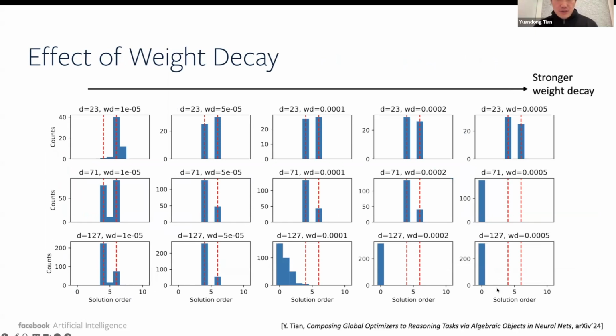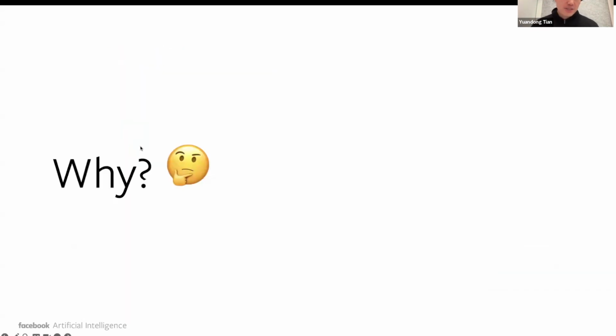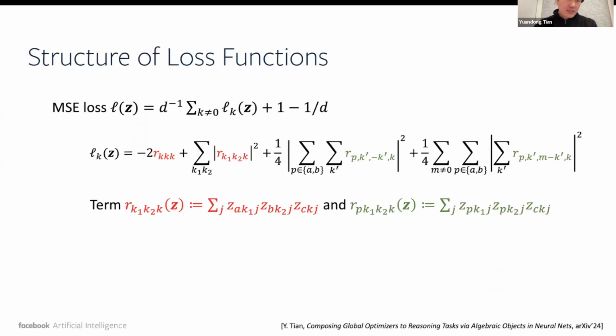With very strong weight decay, obviously we see all the solutions collapse into solution zero, which means that everything is zero and you don't get anything. But other than that, you see these two peaks very clearly emerge from the training. Of course, people will ask why that is the case. It's very regular, and it's interesting that there is actually a very nice algebraic structure and interpretation behind it.